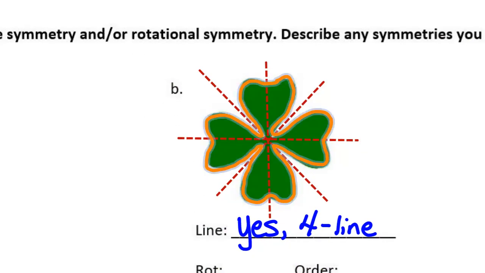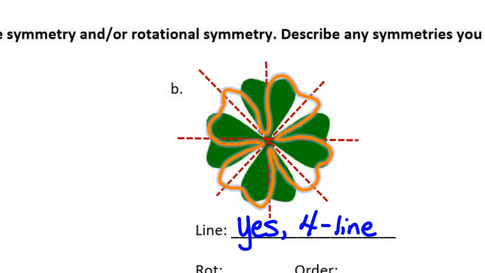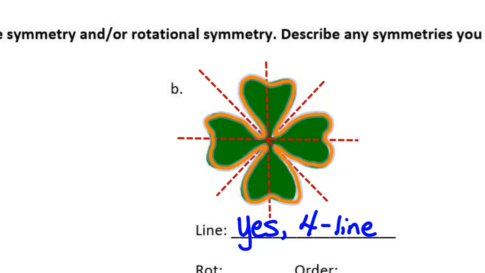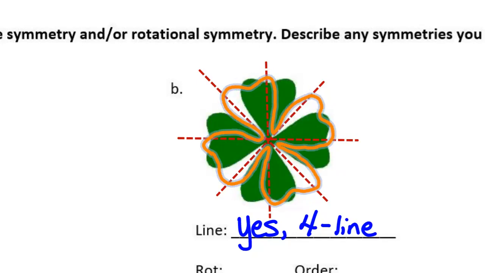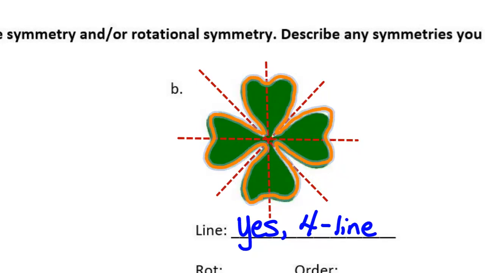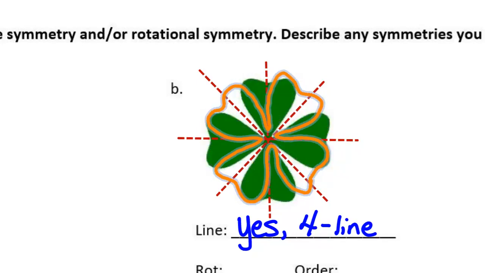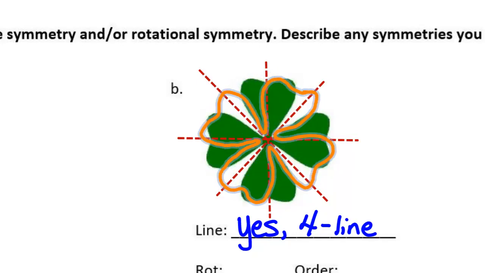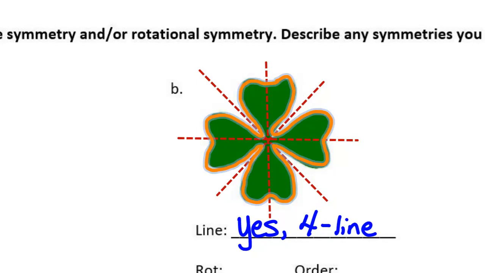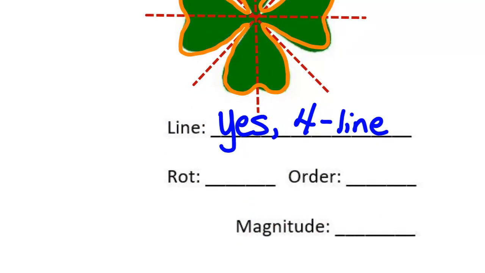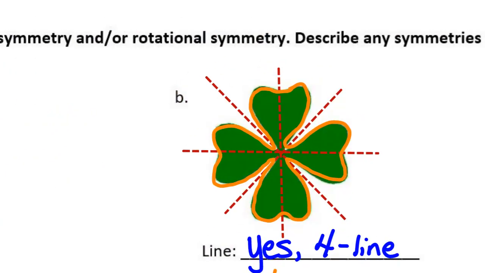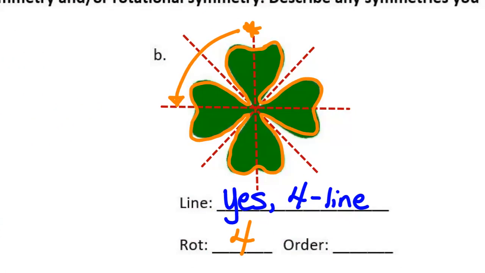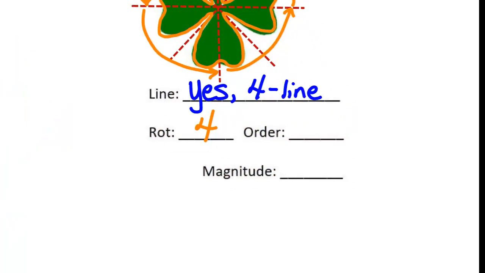All right, so I traced around my figure. Tell me when to stop. All right, so there's 1. There's 2. 3. And 4. That's where I started. So we have an order of 4 on this one. Yeah, it makes it a magnitude of 90 degrees. That's absolutely correct. Because we would take 360 degrees.